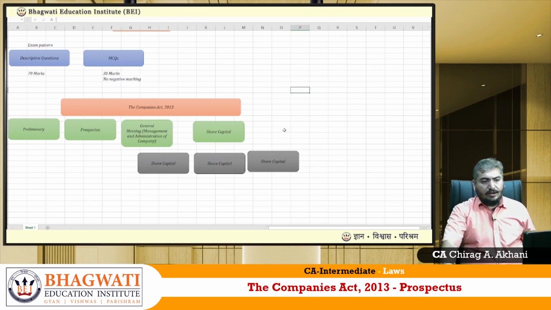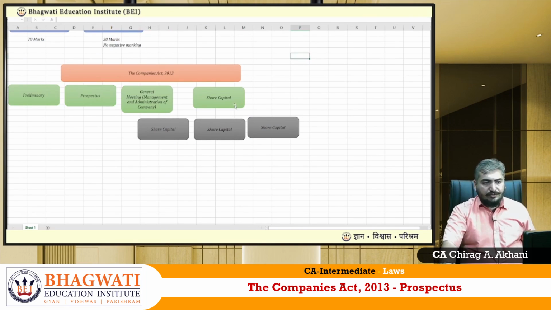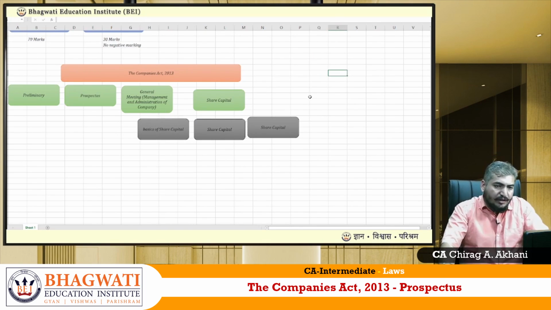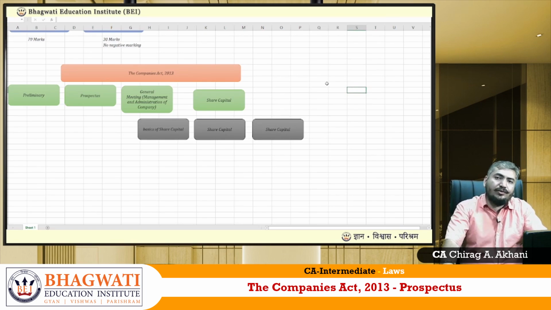Okay. Now, why are there 3 parts? Because 3 different concepts are attached to this topic. The first one is the basics of share capital. In the basics of share capital, we are going to study certain processes: how to issue the share, how to issue the bonus share, how to issue the rights issue.